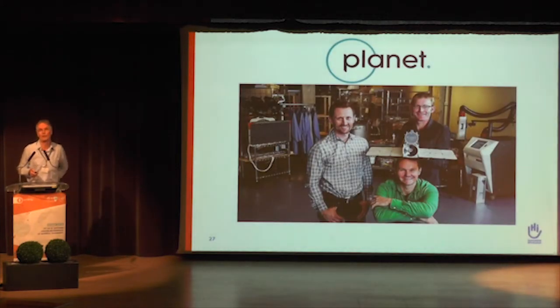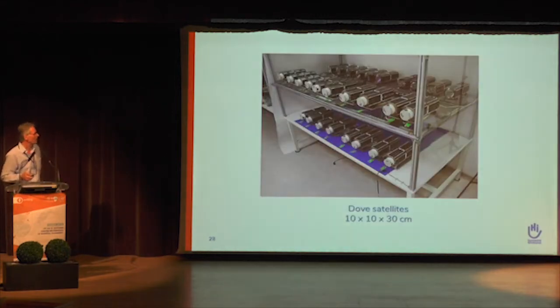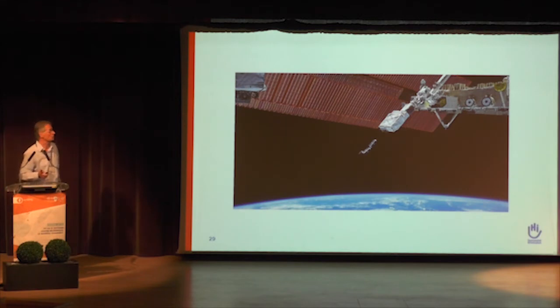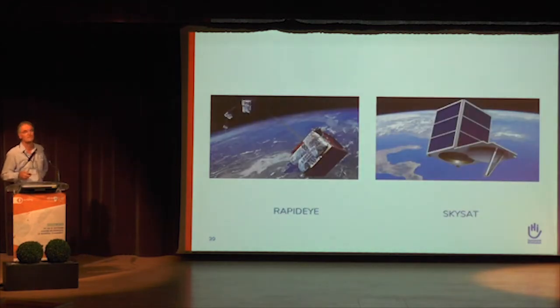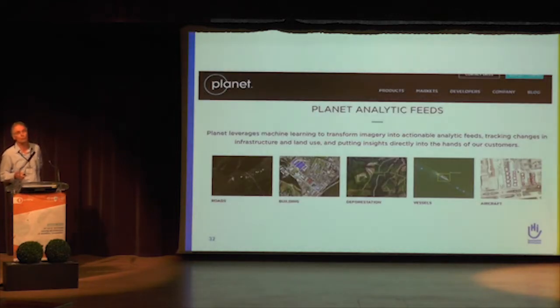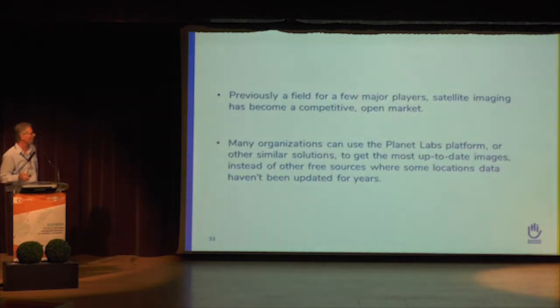And you have new actors like Planet. You must have heard of these guys. They developed small Dove satellites, which they launched in space, and they also bought a few more satellites. Today, what they have to offer is 130 Dove PlanetScope, 5 RapidEye, and 13 SkySats. And you have the different resolutions mentioned there. They also do some analytics on the imagery that they produce.